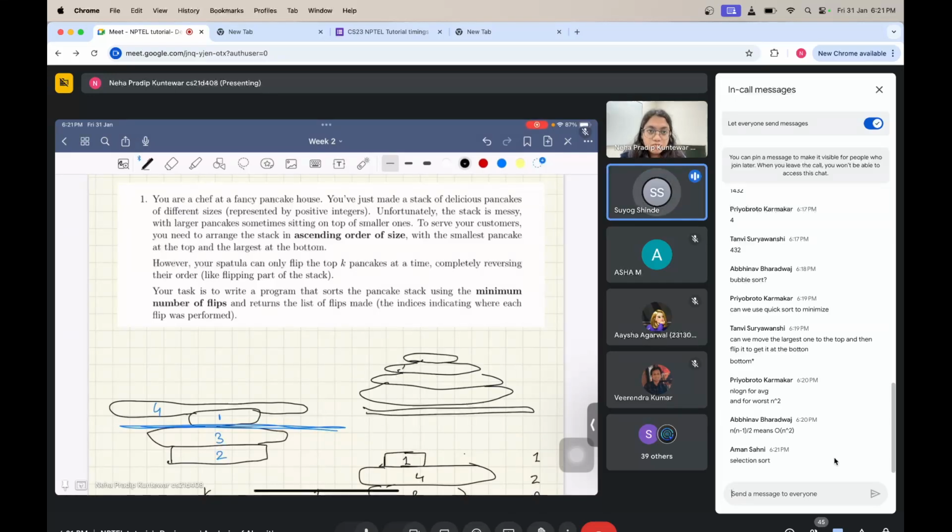So the algorithm complexity doesn't matter, right? It could be a long algorithm, but it takes the minimum number of flips. By algorithm complexity we generally mean running time, right? But in this case, assume that flip is the only operation you are doing. So the number of flips would give you the time.